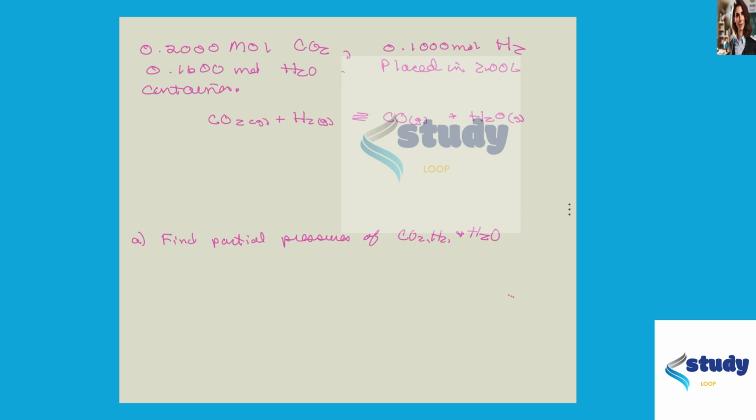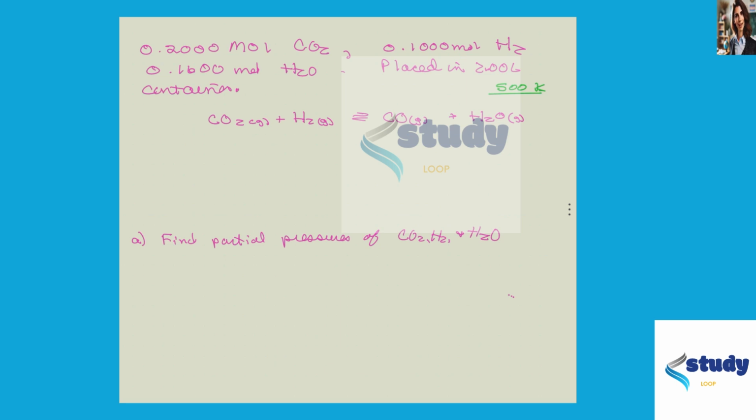In this problem, we're given 0.200 moles of CO2, 0.1000 moles of H2, and 0.1600 moles of H2O, all placed in a 2-liter container. The first thing we're asked to do is find, do I have a temperature here? I'm not seeing a temperature. Oh yes, we do. We have 500 Kelvin. Then we're asked to find the partial pressures of each of our givens.